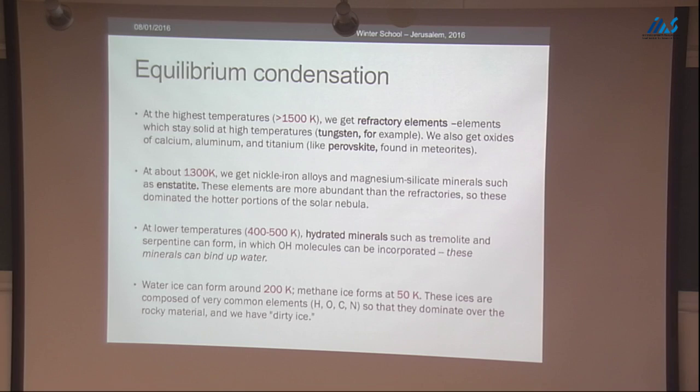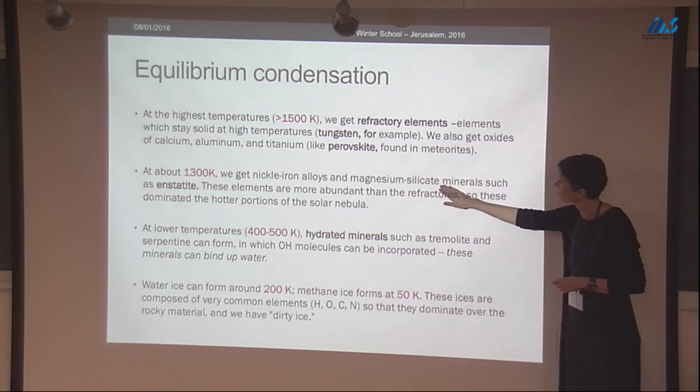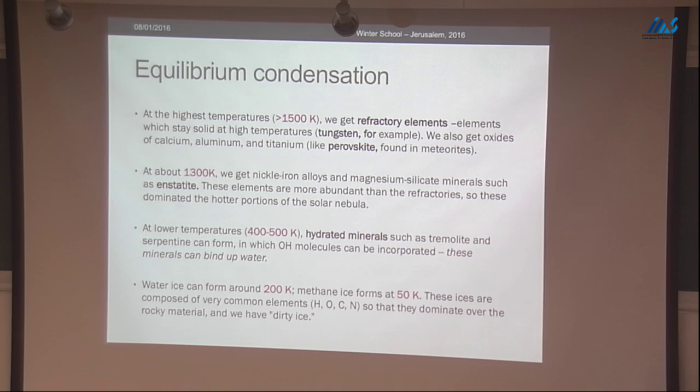And on the contrary, as soon as the temperature starts to be colder, far away from the star, that's where we have metals like nickel and iron, or also magnesium silicate minerals. And then the more we go far away from the star, the more minerals condense at temperatures of 400 or 500 Kelvin, and so more volatile elements, more hydrating minerals, can form. And we can start to have ices at temperatures between 200 and 50 Kelvin. Of course, it depends if we're talking about ices of water or methane or ammonia.